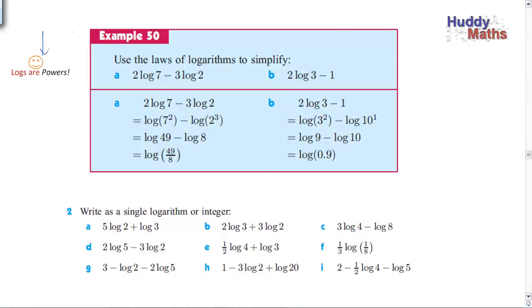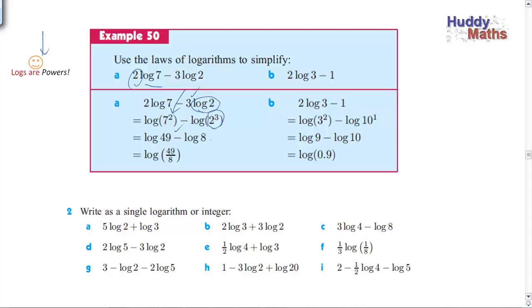Use the laws of logarithms to simplify these. Oh, we're multiplying a log by a number. What does that mean? It means it's raised to a power. You only multiply powers together when you are raising to a power. So 3 log 2, remember this is a power, so why would you be multiplying it by 3? Well, you're raising the number to a power, 2 cubed. And then you can work it out.